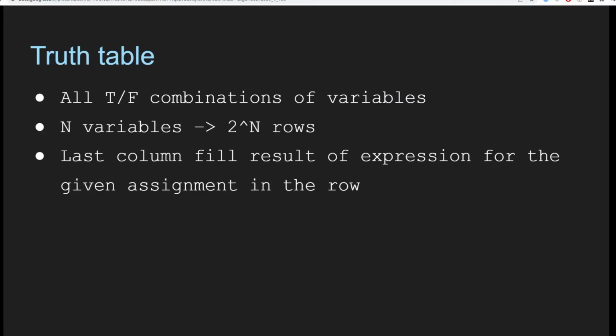Now, moving on. We saw what a truth table is. It lists all of your true-false combinations. We know that if we have n variables, we have 2 to the power of n rows, and we have n plus 1 columns, right? Because we need the last column for our expression. What does the expression evaluate to? And this is written there as well.